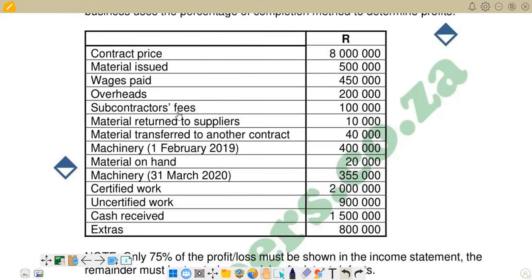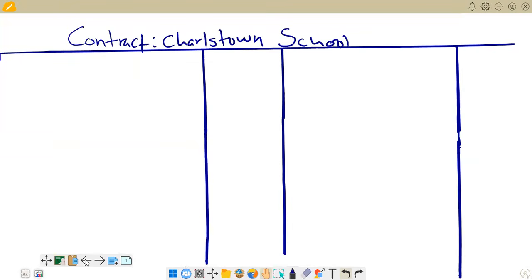So we are going to enter the material issued on the debit side. And if we have anything that is going to reduce this amount of material issued, we will enter it on the credit side. So we go to our T account. If you come to our T account, that means we are going to go to the debit side, and we are going to say material issued.